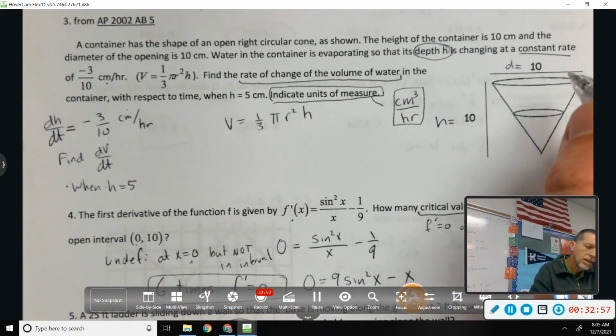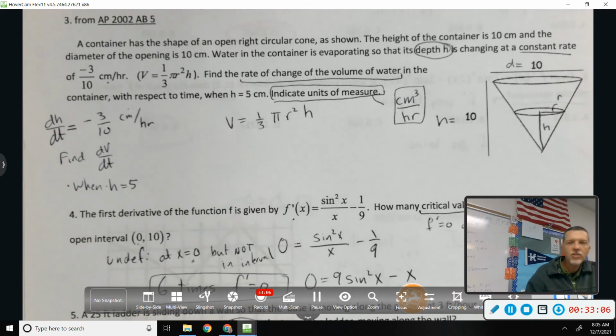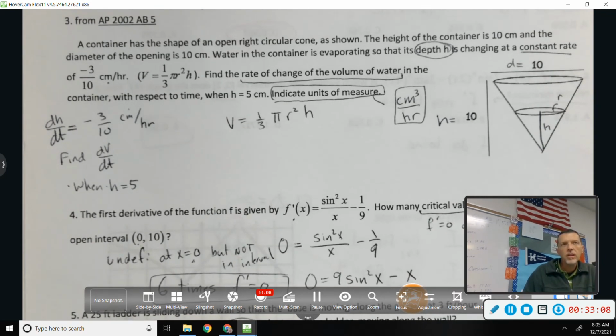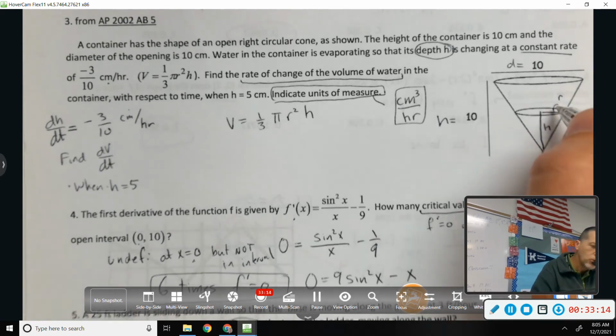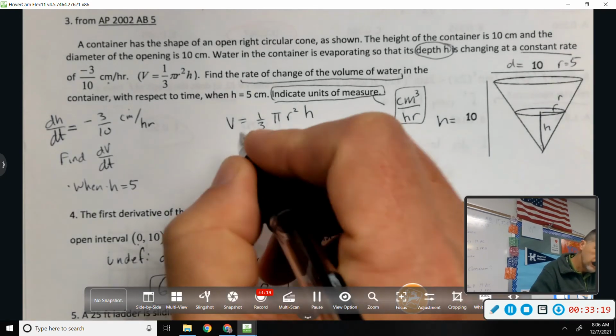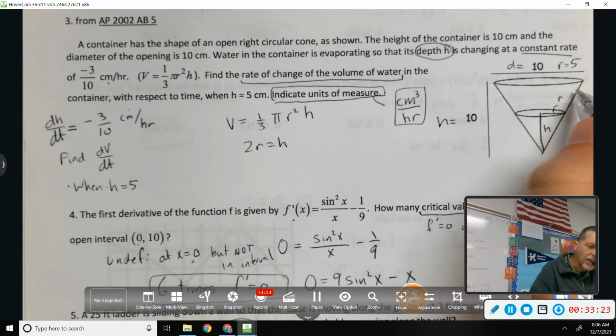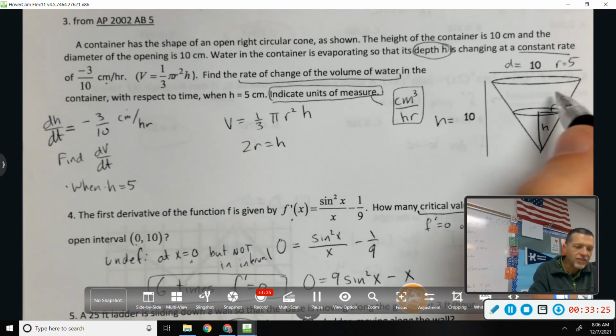That's why it gave me these overall dimensions. R and H. Is there a relationship between R and H? Yeah, 2R equals H. Wherever we go, however much liquid is in there, like similar triangles kind of a thing, it's going to take 2R to equal H.